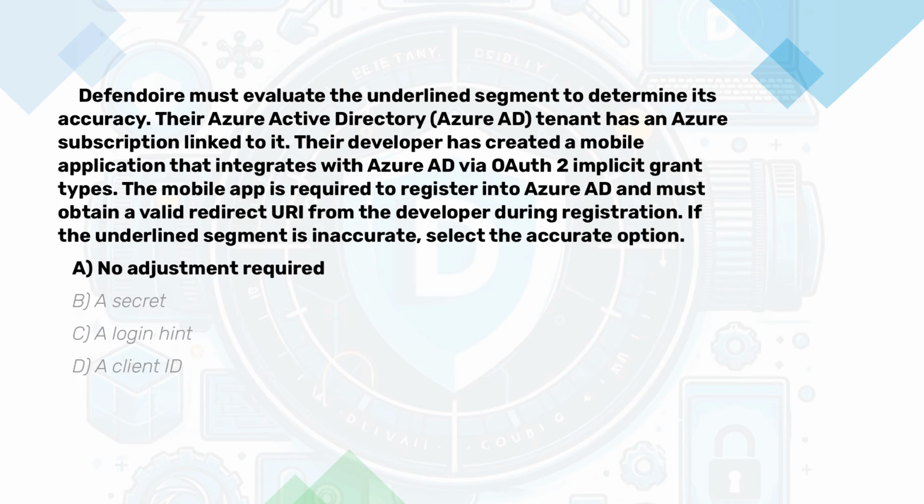The accurate option is no adjustment required. If you are not adjusting your registration flow or configuration beyond providing the redirect URI, the statement implies that no further adjustments are needed, but in reality, adjustments are necessary to complete the process properly.